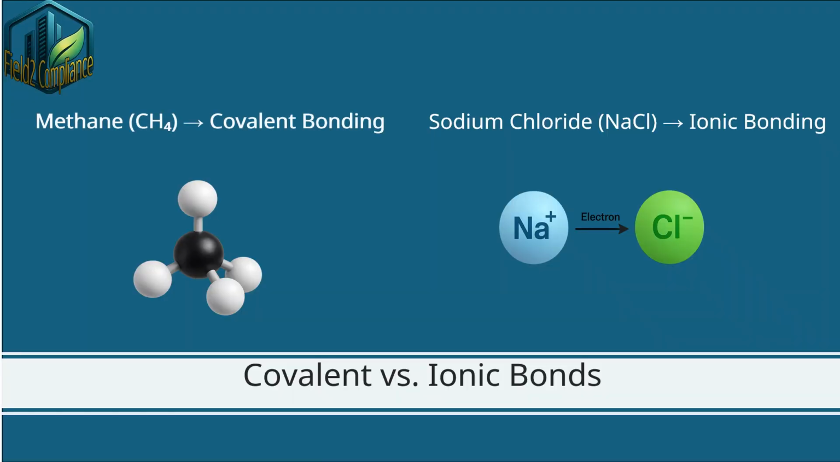Covalent bonds share electrons. Think teamwork. Ionic bonds transfer electrons. Think trade. Covalent is like holding hands. Ionic is like giving up an electron handshake.